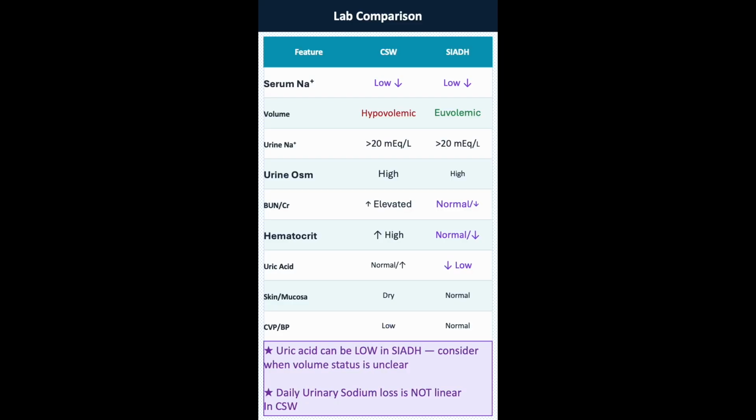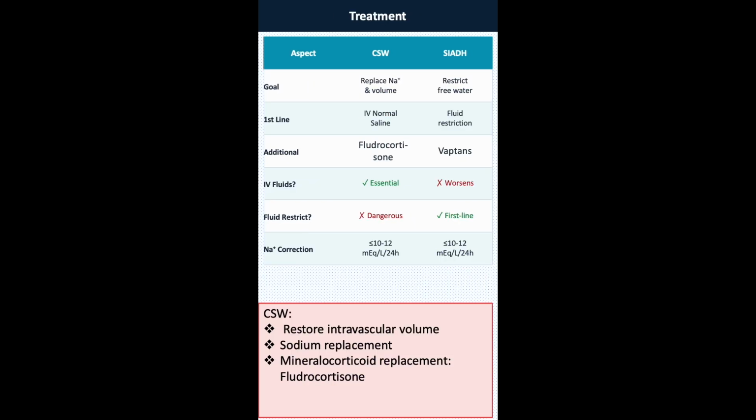The key differentiator between cerebral salt wasting and SIADH clinically is the estimation of volume status. If the patient is hypovolemic and continues to lose salt in the urine, then it tends to favor a diagnosis of cerebral salt wasting.